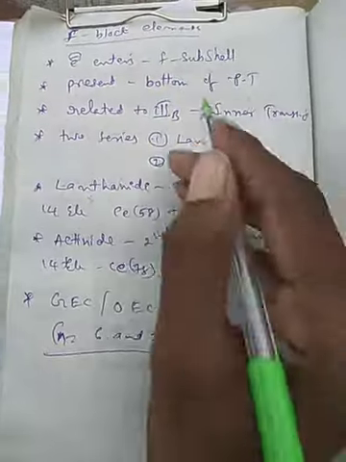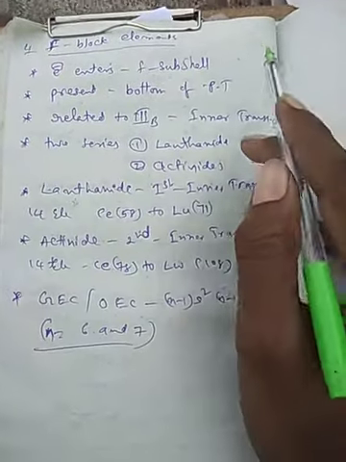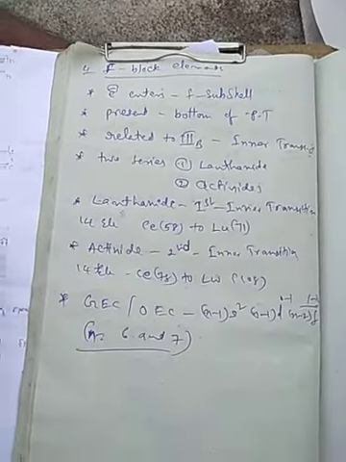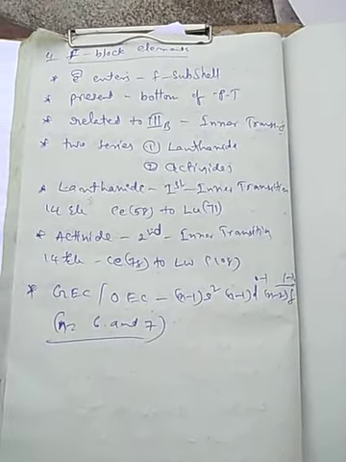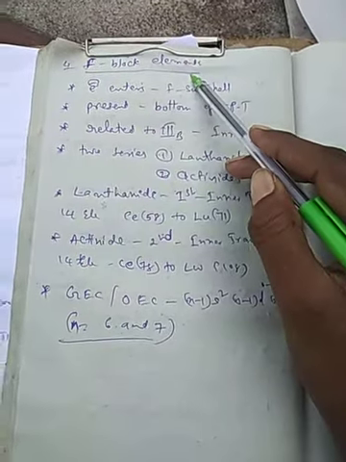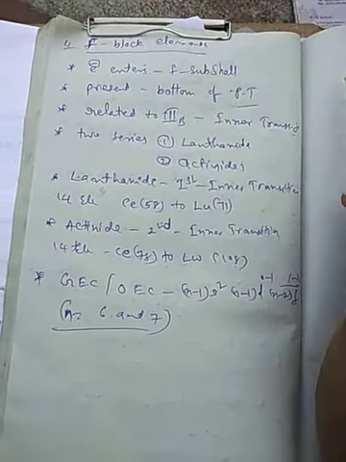Now I am going to explain the fourth one, that is f block elements. What do I mean by f block elements? The differentiating outermost valence electron enters the f subshell; these are called f block elements. These f block elements are present at the bottom of the periodic table.